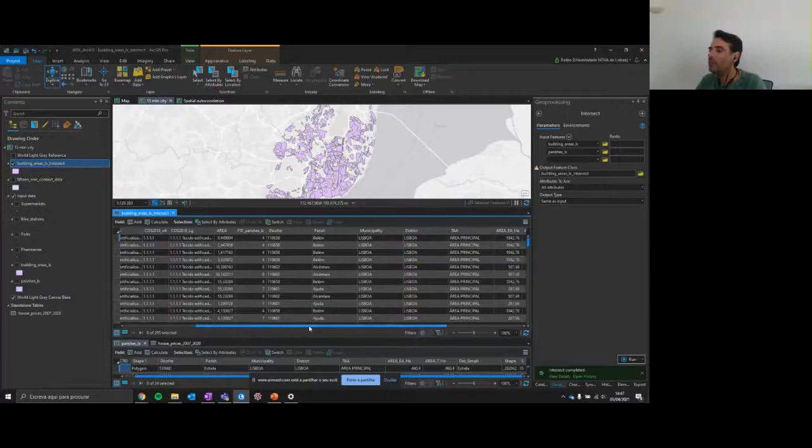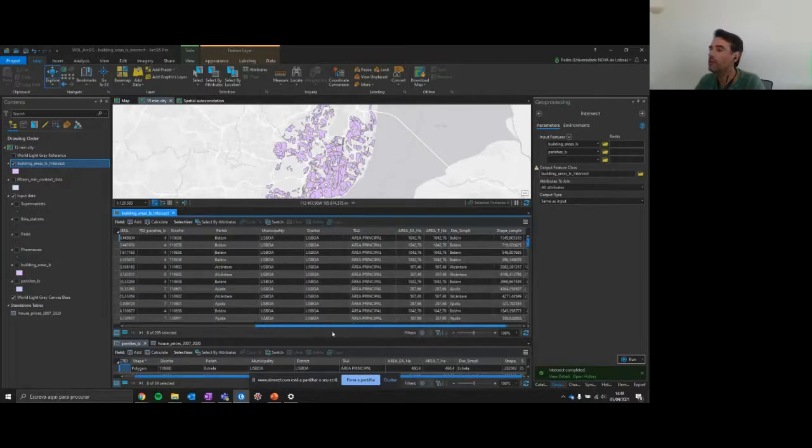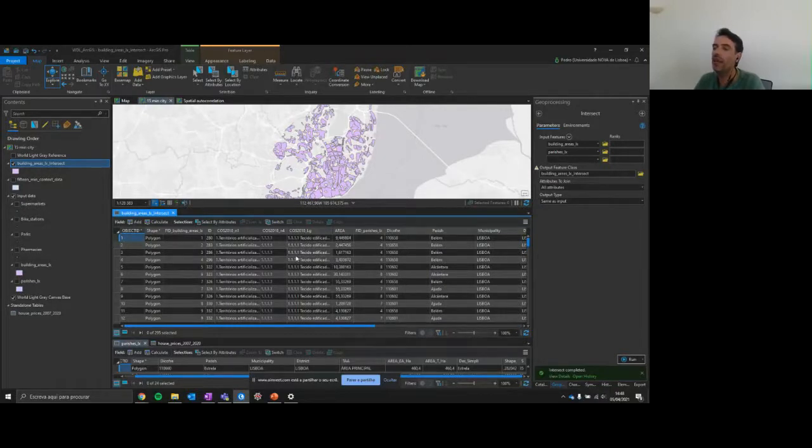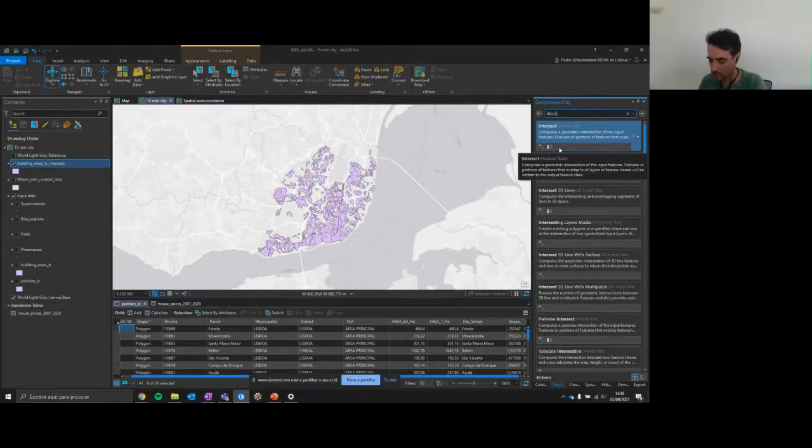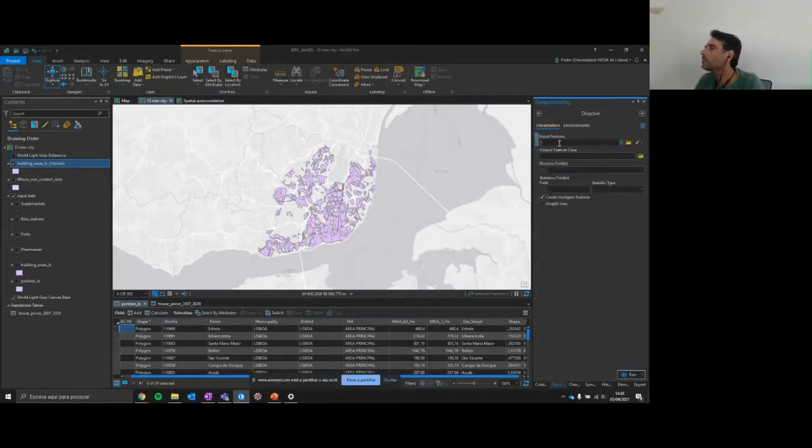But what happens now is that for a certain parish, you could have more than one polygon. So we want to dissolve this into just one polygon of building areas for each parish, in order to have 24 areas of buildings for Lisbon, as now we have 295 polygons that resulted from the intersection of the buildings and the parishes. So I will dissolve this. I will use this as input feature. And I want to dissolve on my dicofre, that is the code of the parish, and I also want the name of the parish.